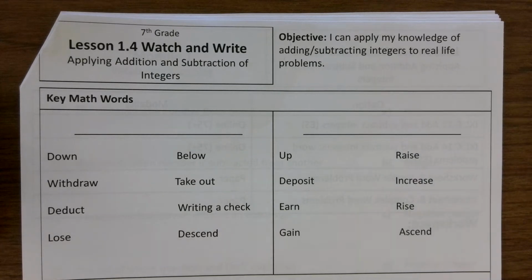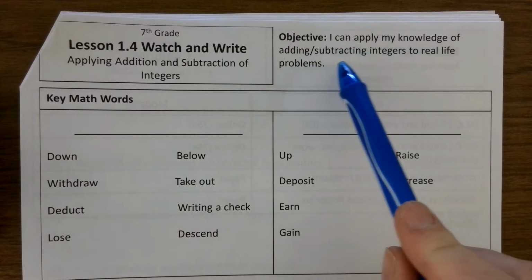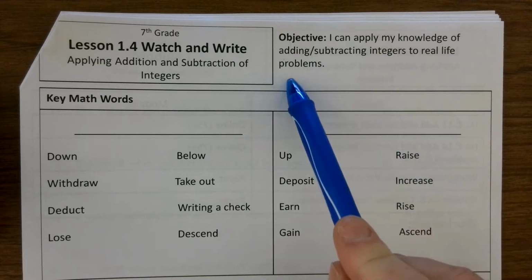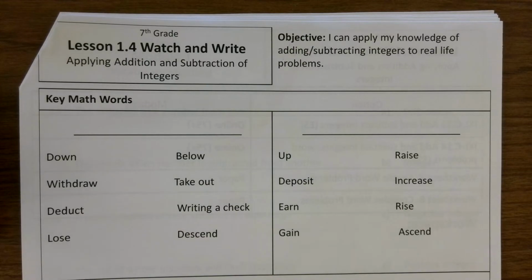All right, we're going to look at lesson 1.4, which is applying addition and subtraction of integers. And our objective is that I can apply my knowledge of adding and subtracting integers to real-life problems. And often when we say real-life problems, we're talking about word problems or something a little bit more complex.